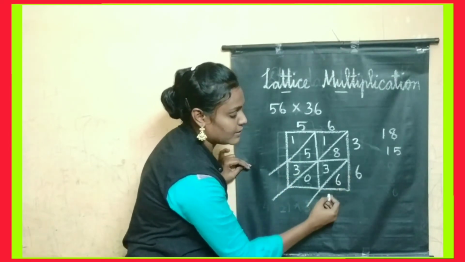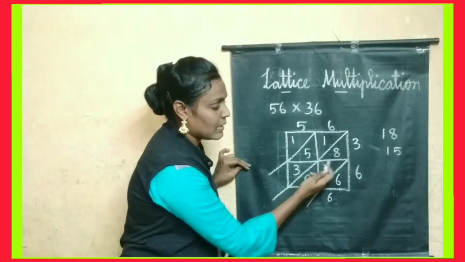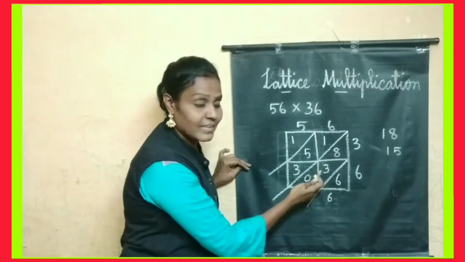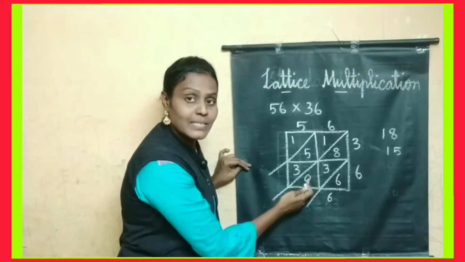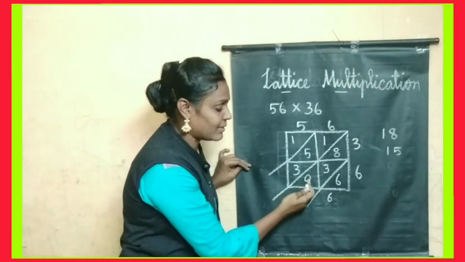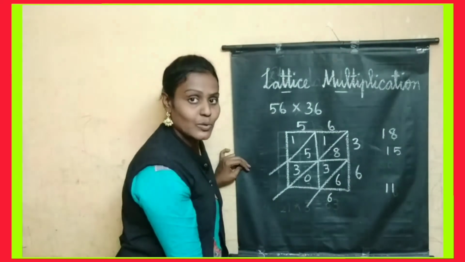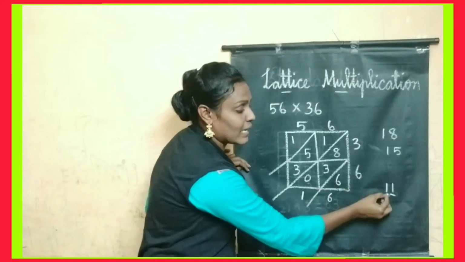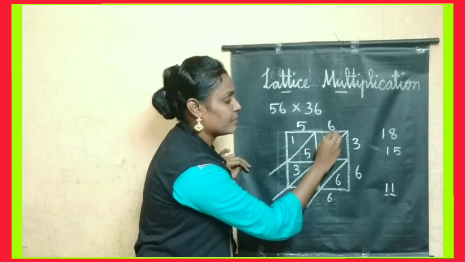Here we have 6. So, write 6. Here we have 8, 3 and 0. 8 plus 3? Yes, 11. 11 plus 0? 11. 11 is a 2-digit number. So, write ones here and carry over the tens to the next diagonal here.